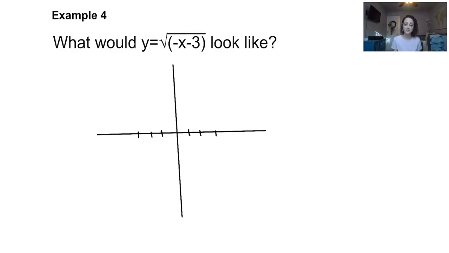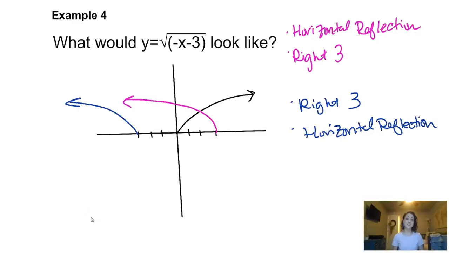First pause on your screen, and I just kind of want you to sketch what you think square root of the quantity x minus 3 looks like. And then when you're ready to talk about it, go ahead and hit continue, but get a sketch on your paper first. All right, so on the screen I've got a couple options.